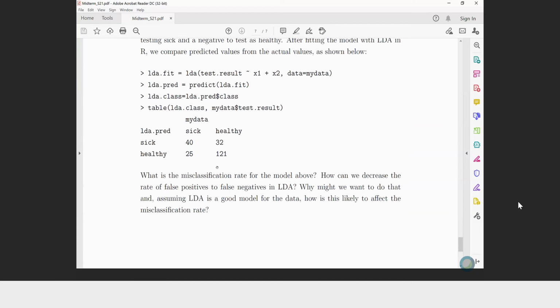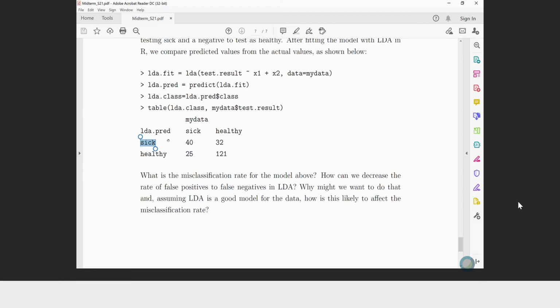You can say how many misclassifications we have. Here we have 32 healthy people who are misclassified as sick. Another one, we have 25 sick people who are misclassified as healthy.